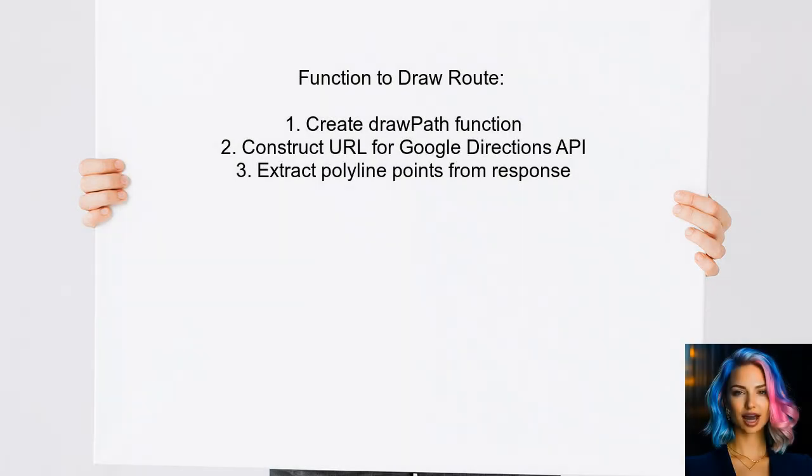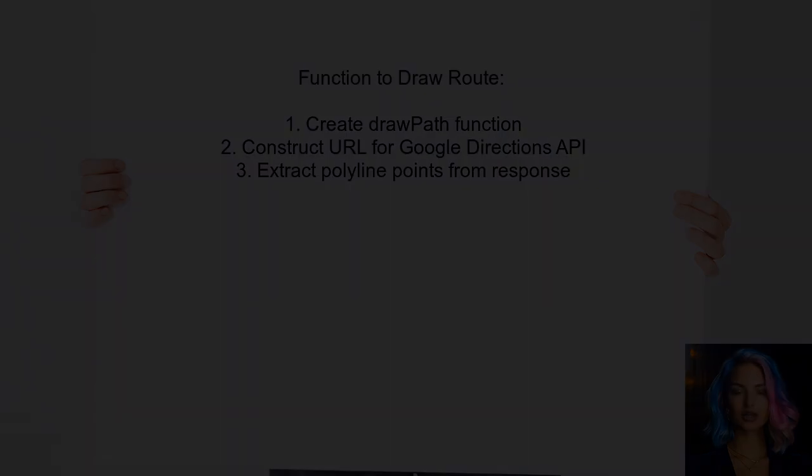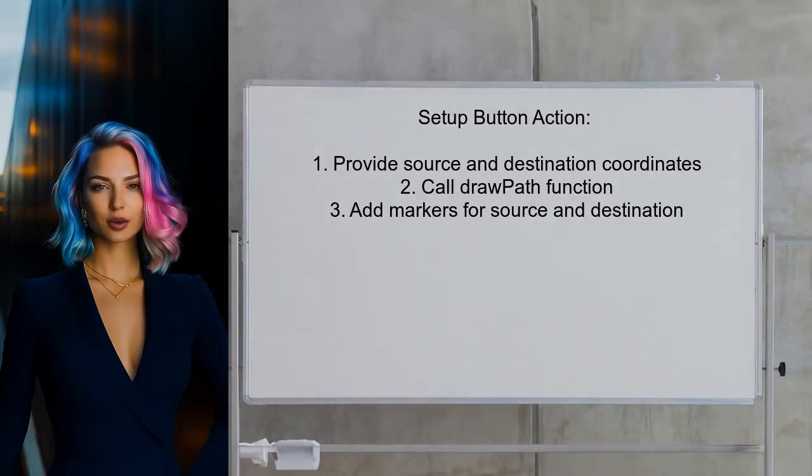Next, they recommend creating a function to draw the route between the source and destination. This function constructs a URL for the Google Directions API and processes the response to extract the polyline points. Finally, they suggest setting up a button action to provide the source and destination coordinates, and then calling the drawPath function. Markers for the source and destination are also added to the map.